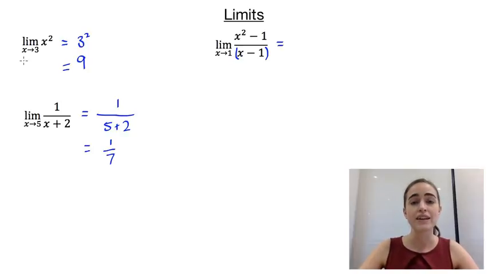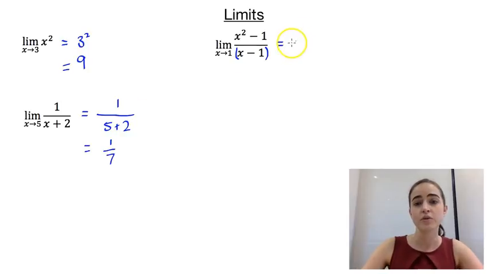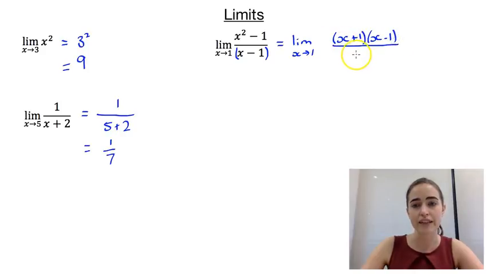What we're going to do instead is factorize and then simplify that function down. So we'll leave our limit there: the limit as x approaches 1. That numerator we can factorize because that's the difference of 2 squares. So we can factorize that to x plus 1, x minus 1. And we've still got it over that same denominator of x minus 1. So now we can simplify that down.